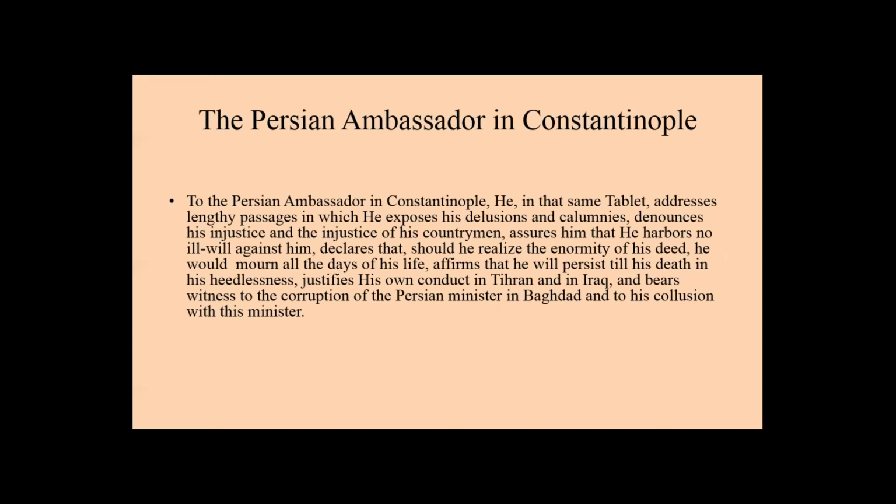To the Persian ambassador in Constantinople, he in that same tablet addresses lengthy passages in which he exposes his delusions and calumnies, denounces his injustice and the injustice of his countrymen, assures him that he harbors no ill will against him, declares that should he realize the enormity of his deed, he would mourn all the days of his life, affirms that he will persist till his death in his heedlessness, justifies his own conduct in Tehran and in Iraq, and bears witness to the corruption of the Persian minister in Baghdad and to his collusion with this minister.